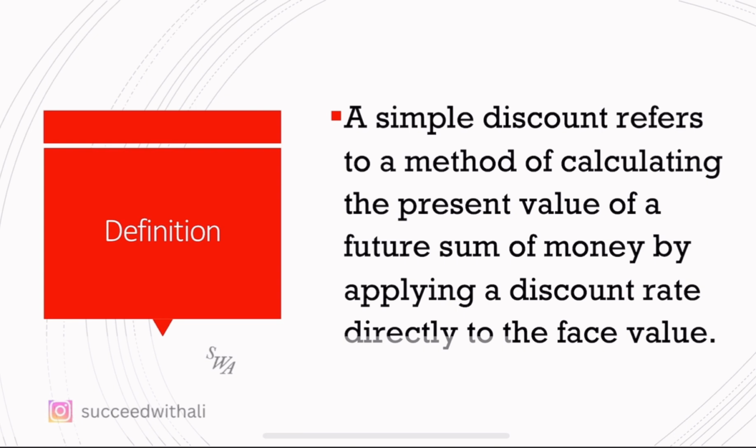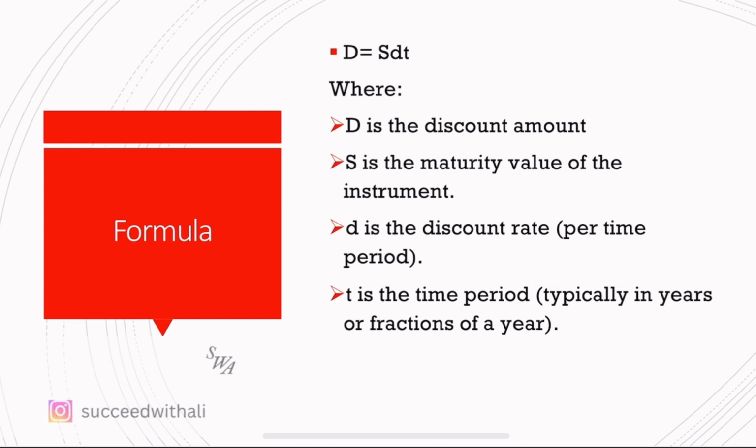A simple discount refers to a method of calculating the present value of a future sum of money by applying a discount rate directly to the face value. We're going to look at the formulas. The formula is D equal to S multiplied by d multiplied by t, where D is the discount amount, S is the maturity value of the instrument, small d is the discount rate per time period, and small t is the time period, typically in years or fractions of a year.